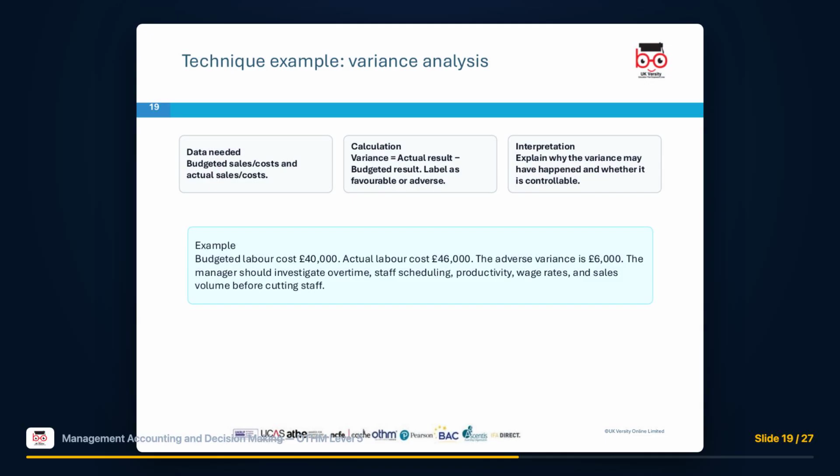Here's variance analysis in practice. Variance equals actual result minus budgeted result, labelled favourable or adverse, and you need the budgeted and actual figures. For example, if budgeted labour cost is £40,000 and actual is £46,000, that's a £6,000 adverse variance. The manager should investigate overtime, scheduling, productivity, wage rates and sales volume before cutting staff.